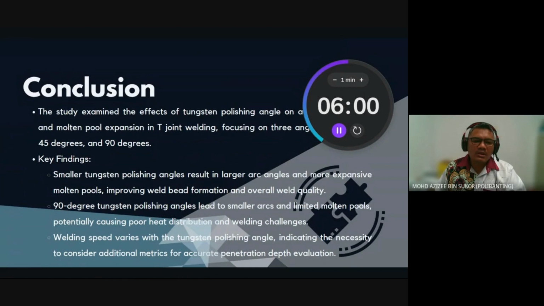For the conclusion, the study examined how tungsten polishing angle, 10 degree, 45 and 90 degree, affects arc properties and molten pool expansion in T-joint welding. Smaller angles yield larger arcs and improve weld quality. In contrast, 90-degree angles limit arc size, potentially affecting heat distribution and welding result. Additionally, welding speed fluctuates across angles, indicating other factors influence penetration depth.